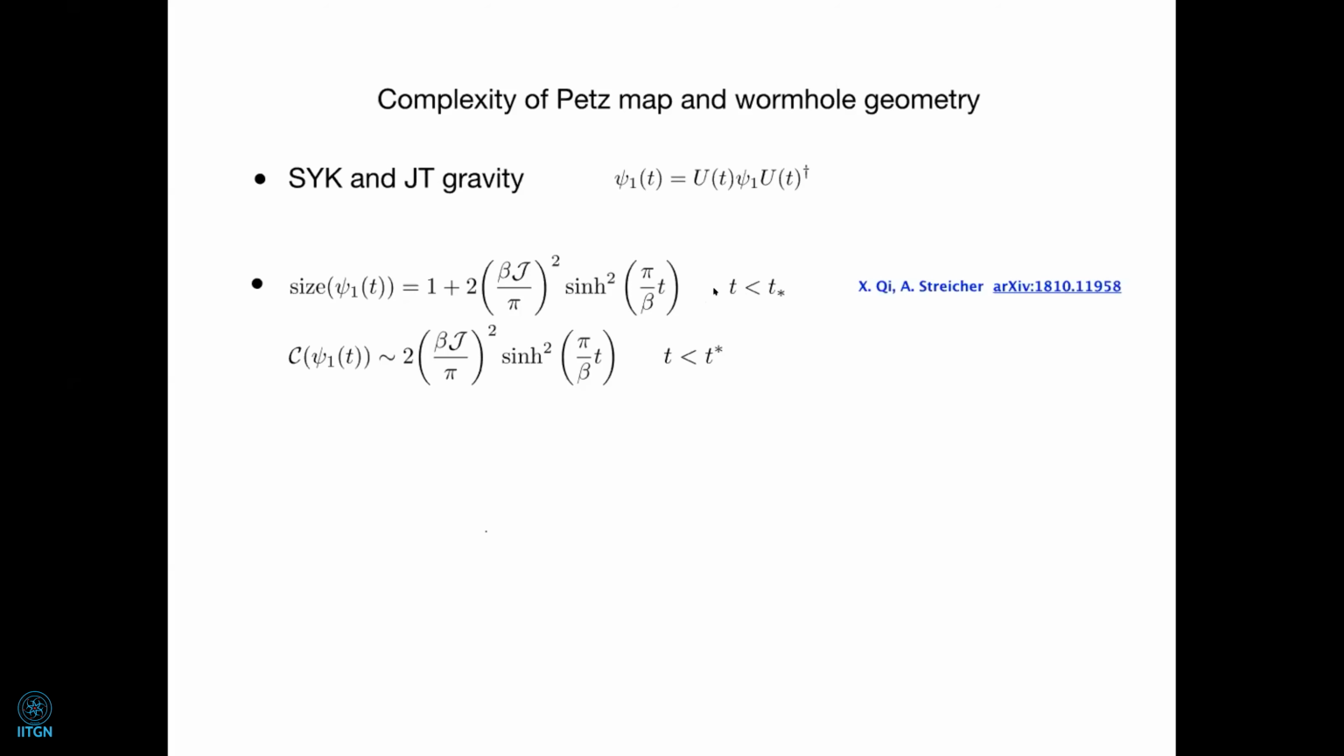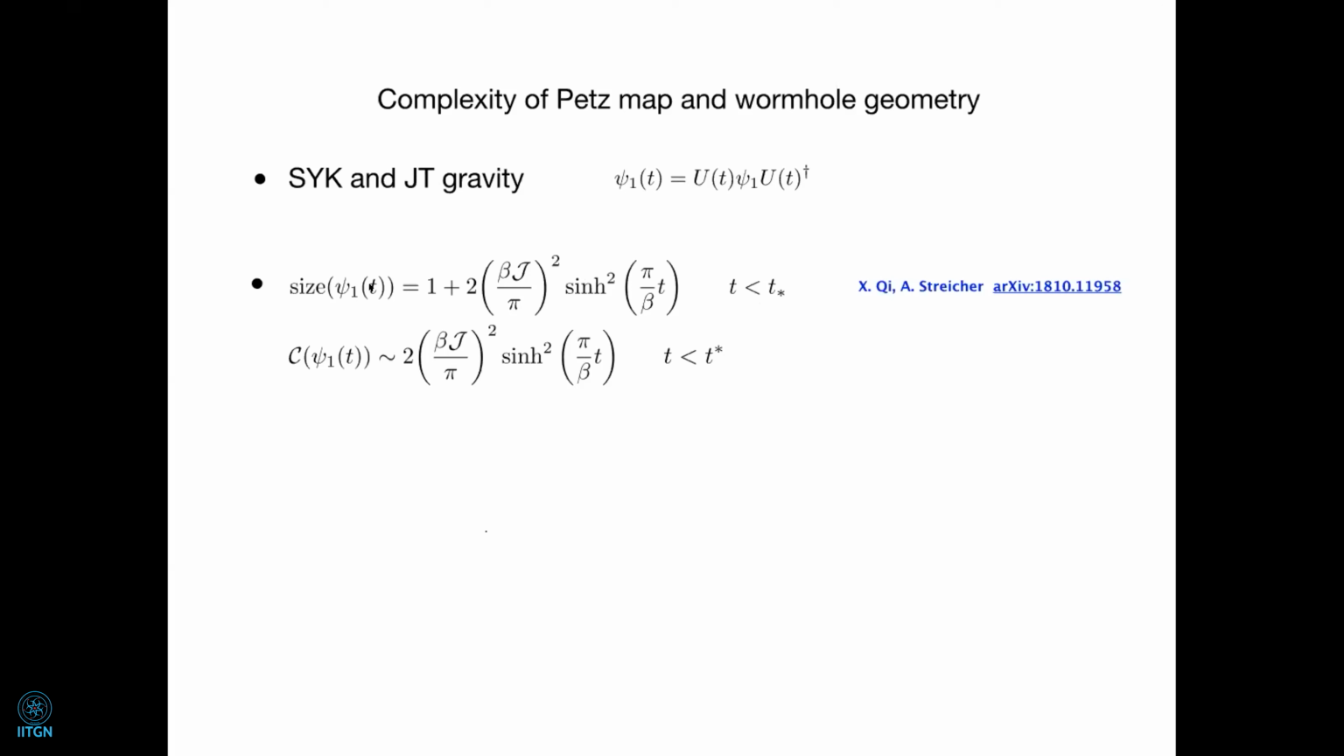We see that at t equal to 0, the size is 1 as one expected, just one single fermion. As time increases during the first thermal time, the size increases as a quadratic function of time. And after that, it increases exponentially in time. I think the calculation was done up to scrambling time. What they showed is that at scrambling time, the size will be maximal, basically the total number of fermions. And actually, in this case, the maximal size is n over 2.